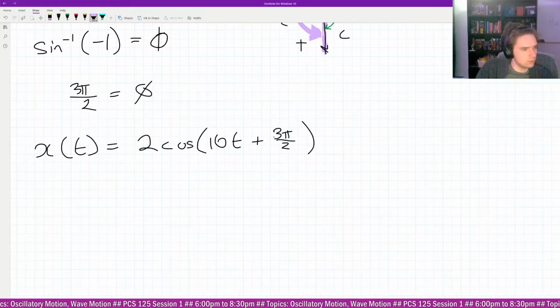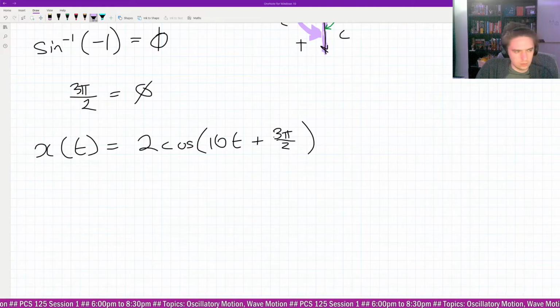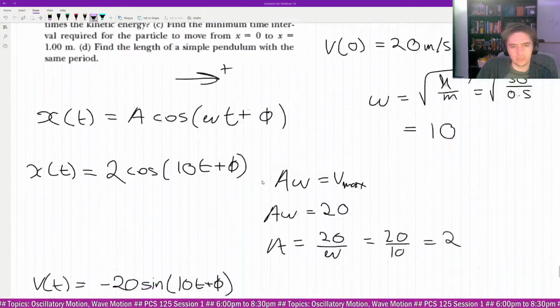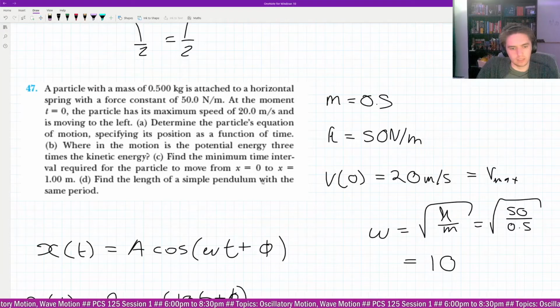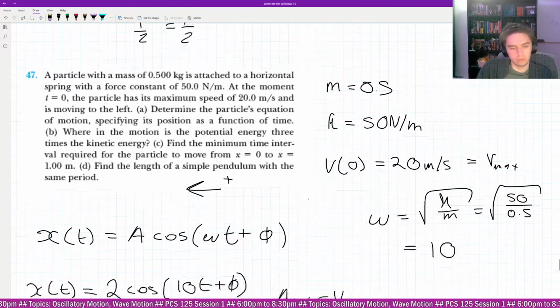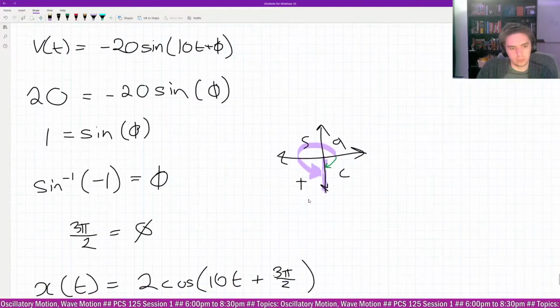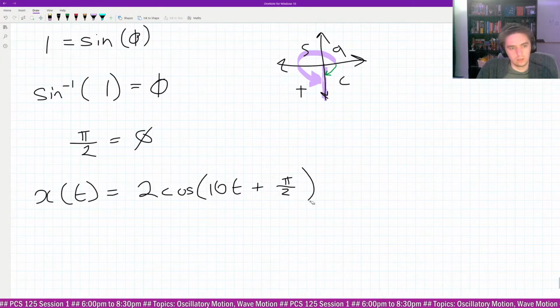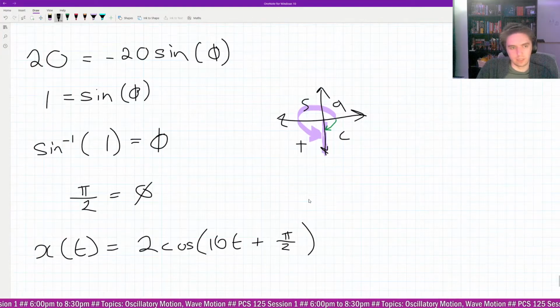Is that the answer in the book too? Do I have 47? Let's see it. No, they use pi over 2. The reason they do that is just because they said this was positive. I don't know why they said left. I guess I don't know why I said this was positive. So this is positive, so this is pi over 2. And that's the only difference that was created there.